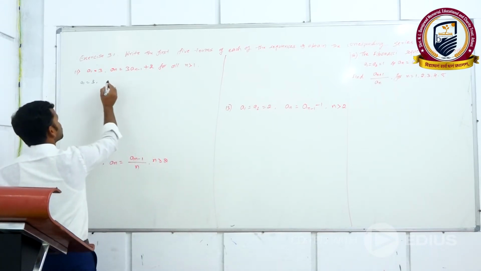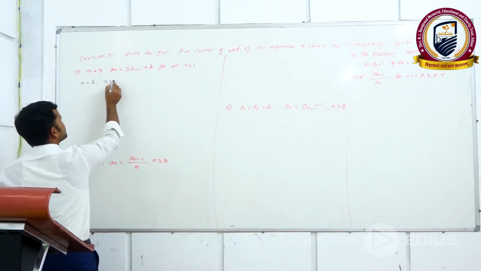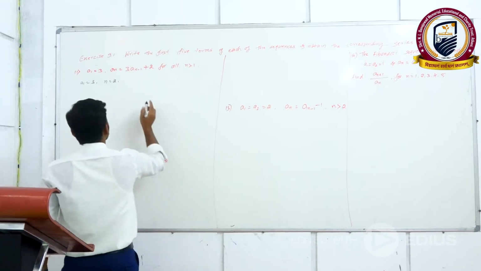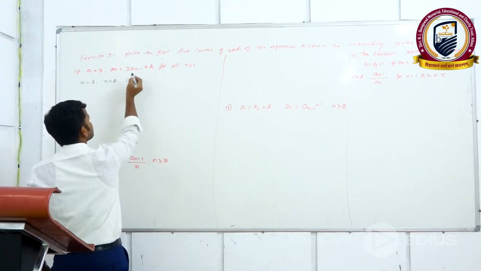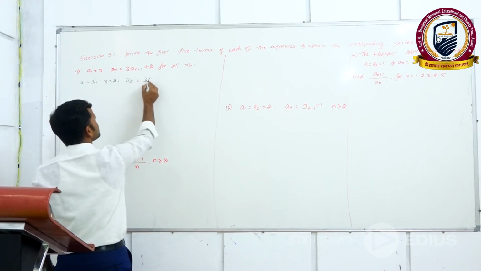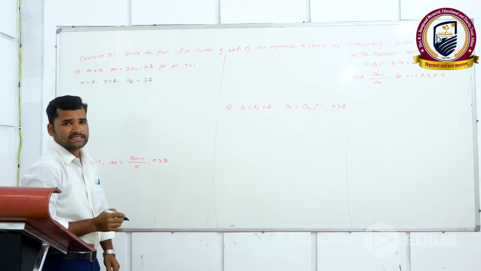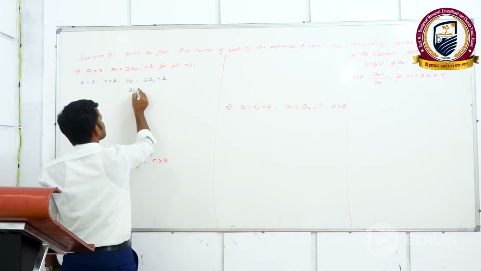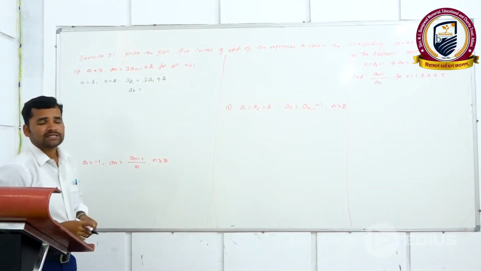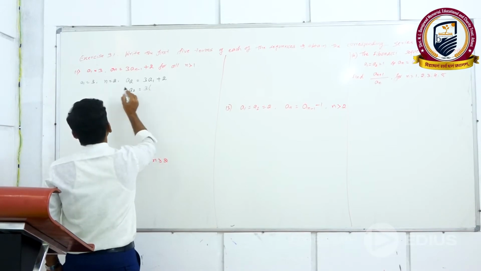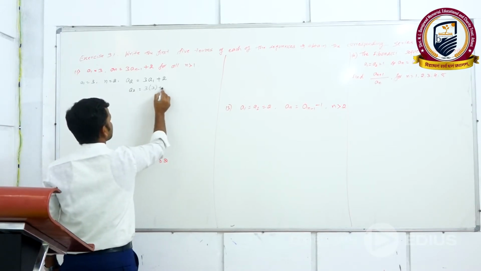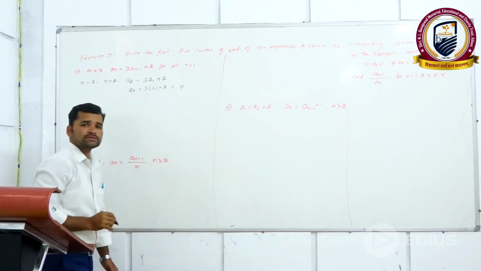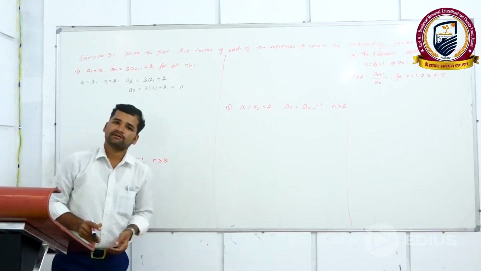So here what I will do, to get the second term I will substitute n is equal to 2, so that a2 gives us second term. I am substituting in the general term, a2 is equal to 3 times a subscript 2 minus 1, which is nothing but 1, means 3 times a1 plus 2. We already know the value of a1, substitute that. 3 times a1 is 3 into 3 plus 2. 3 into 3 is 9, plus 2 is 11. So second term a2 is 11.